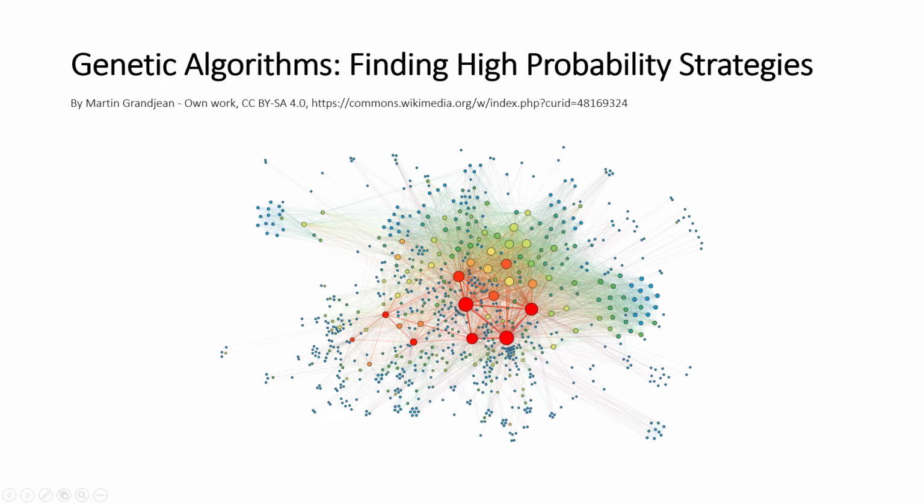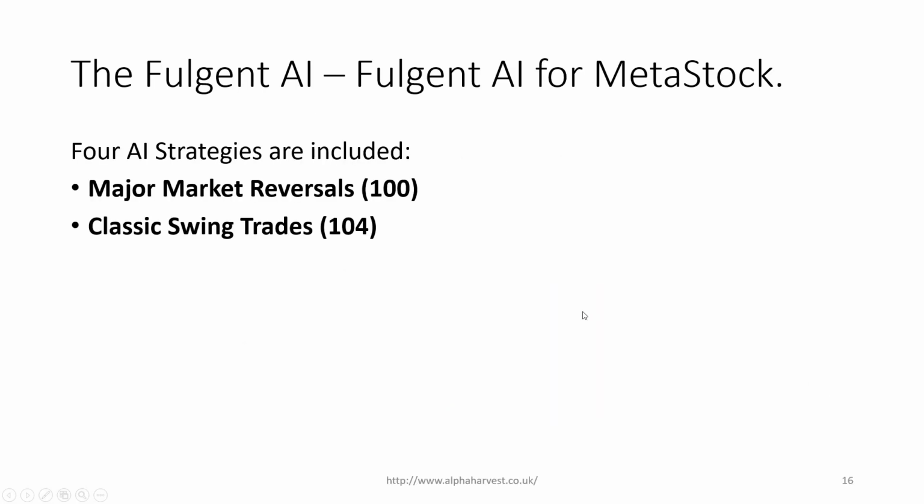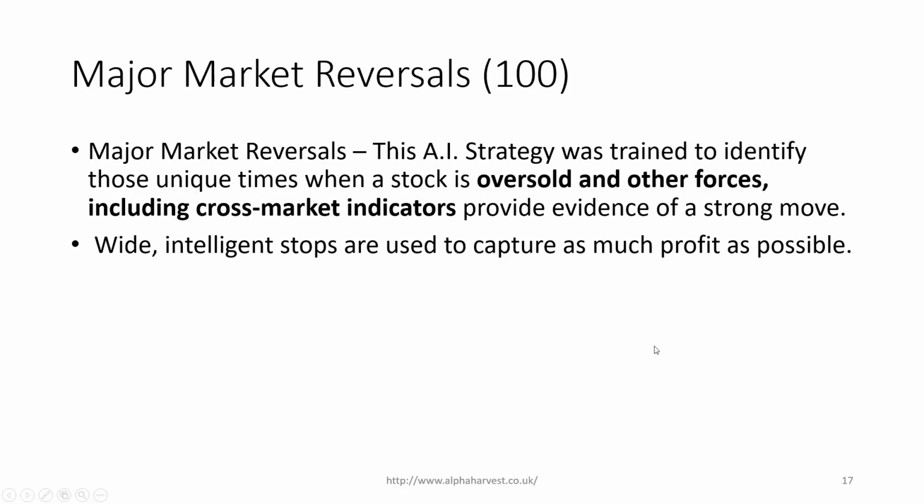It brings us back to our AI strategies for today: major market reversals and the classic swing trade. The major market reversal strategy looks for situations where a stock is oversold and other forces, including cross-market indicators, provide evidence of a strong upcoming move. The AI uses wide intelligent stops to lock in as much profit as possible.